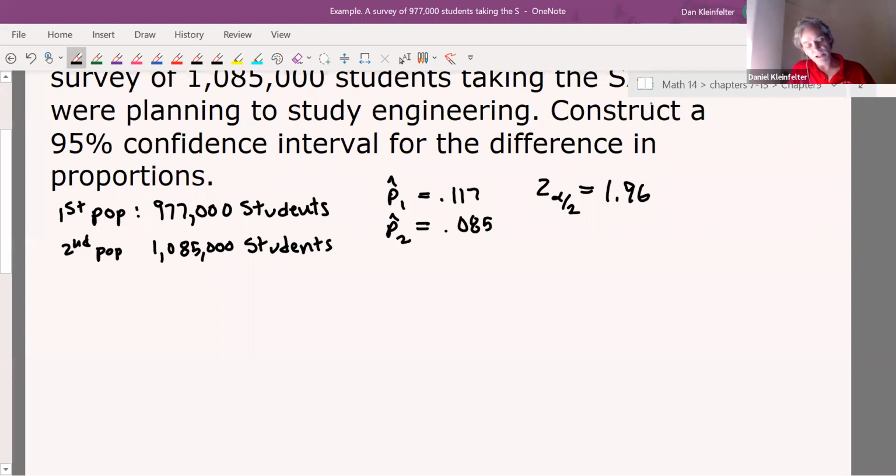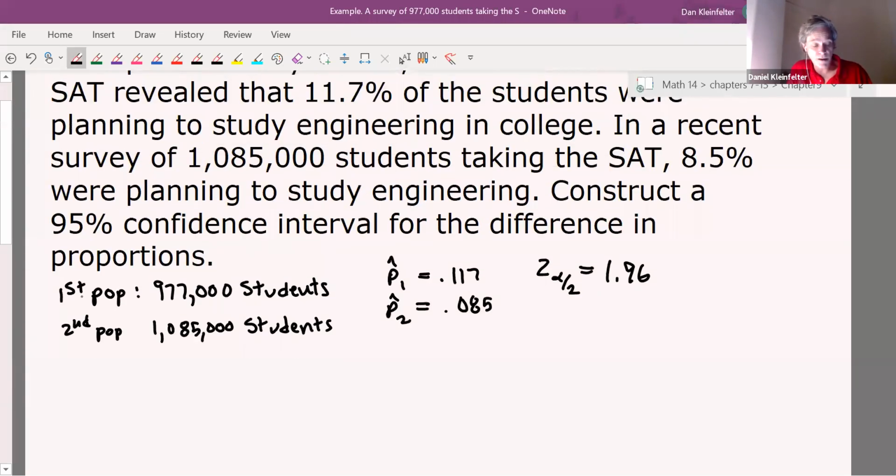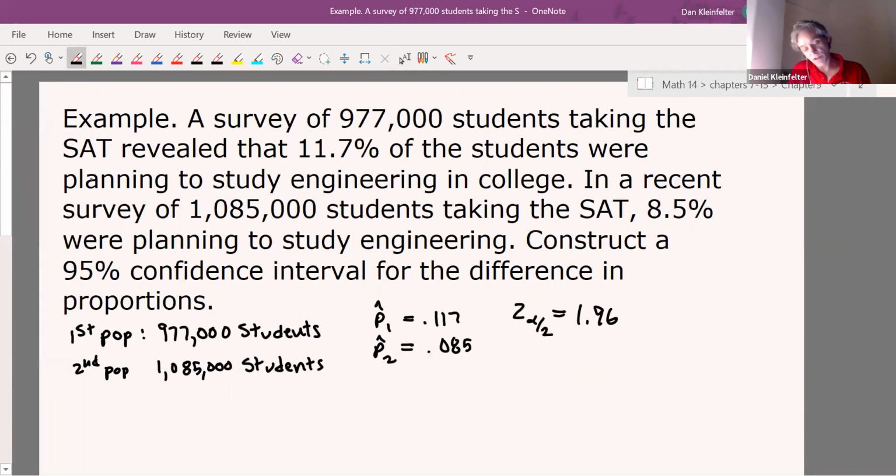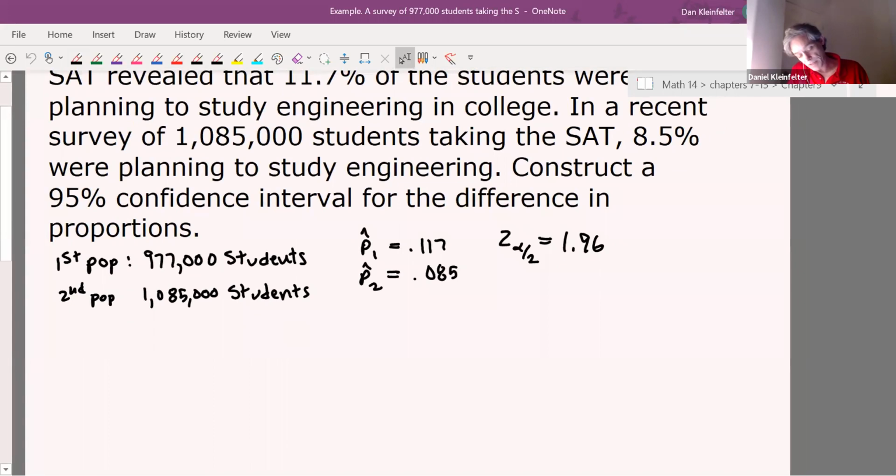All right, so this is what I've got so far. I've decided just to call the first population, so our P1 will be the first group mentioned, which was the 977,000 students in the first study. And the second group is the 1,085,000 students. We'll call that the second population. So then 11.7% is our P1 hat, 0.117. Our P2 hat is 0.085, which corresponds to the 8.5%. Since it's a 95% confidence interval, that corresponds to a Z alpha over 2 of 1.96. Okay, so what we're going to do next is find the P1 hat minus P2 hat.